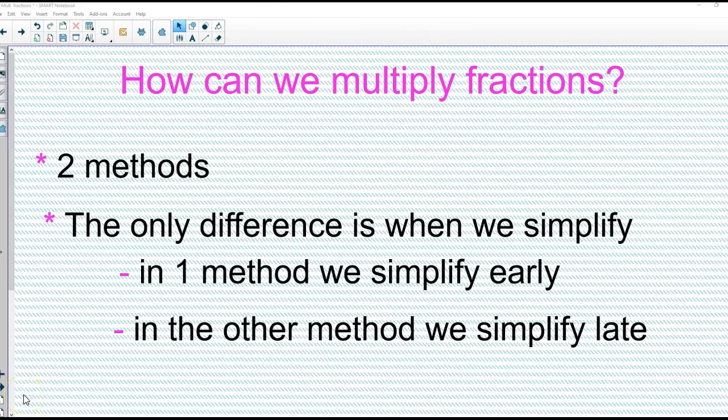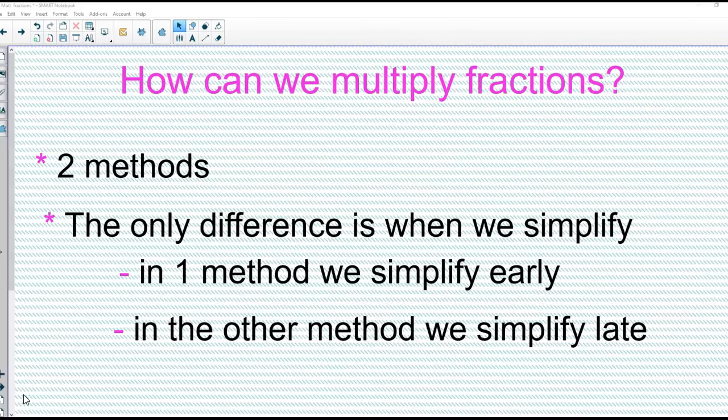Hello everyone, I'm back with another video for you, and today we are going to focus on how we can multiply fractions. I think you're going to find multiplying fractions to be a little bit simpler than adding and subtracting. One of the major differences is we don't have to find a common denominator, so that sort of saves us a little bit of work there.